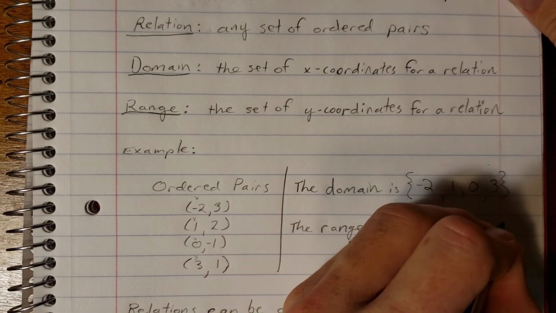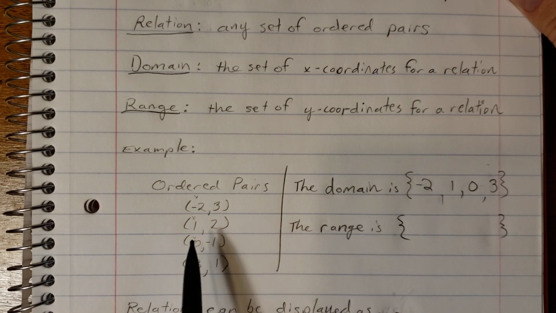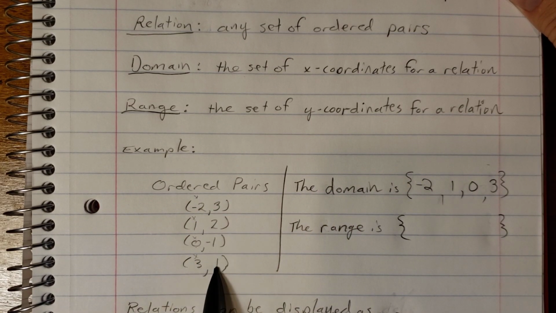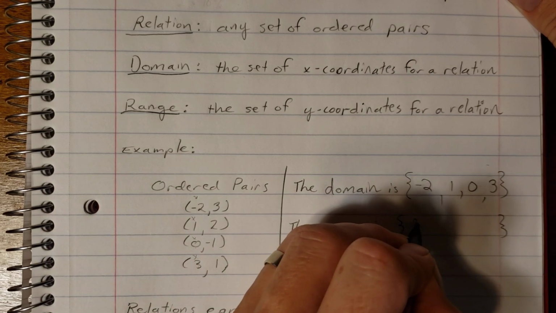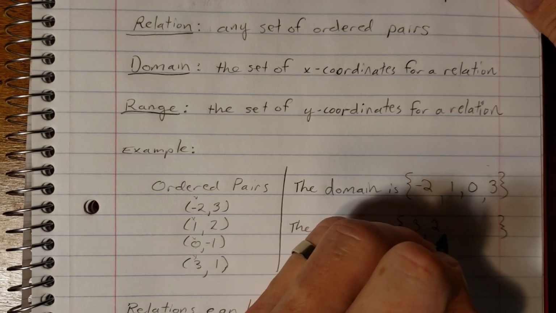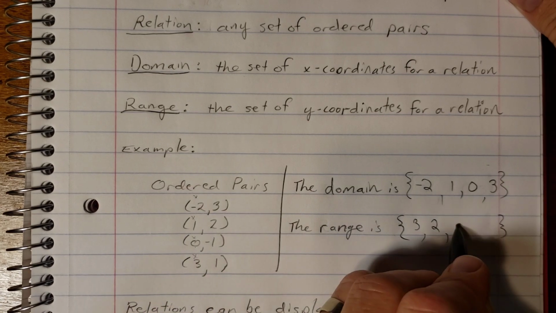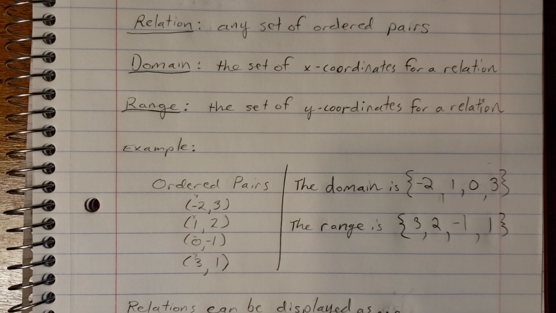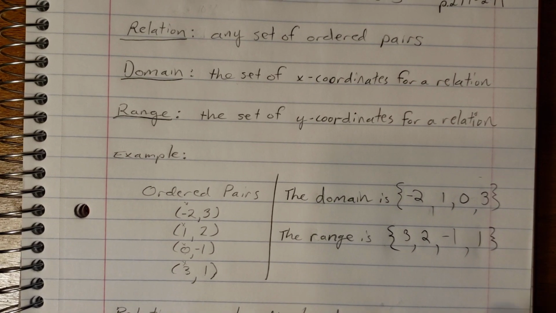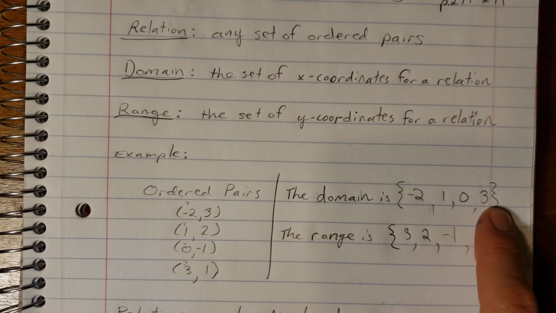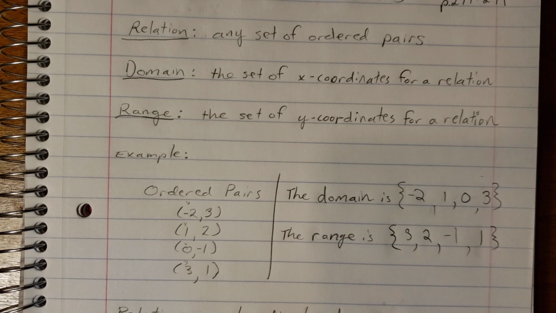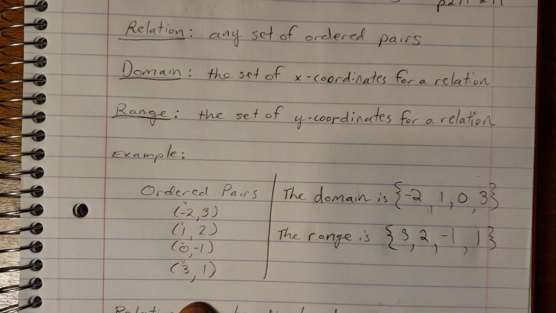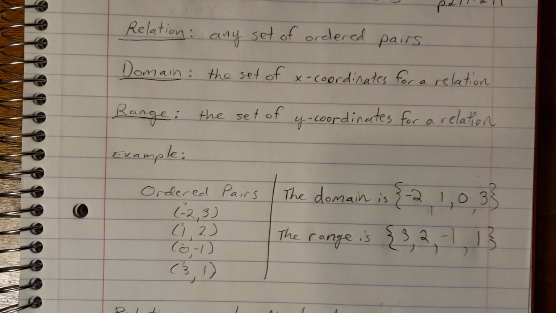Now, what's the range? Well, that would be the set of all the y coordinates, so the second coordinate in all of these ordered pairs. We have 3, 2, -1, and +1. That's how we write out the domain, the set of the x coordinates, and the range, the set of all the y coordinates in a relation, which is a set of ordered pairs.